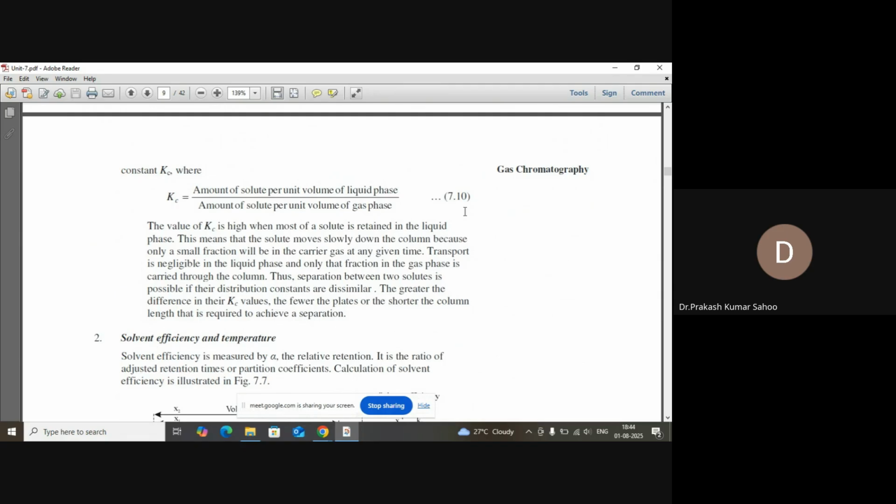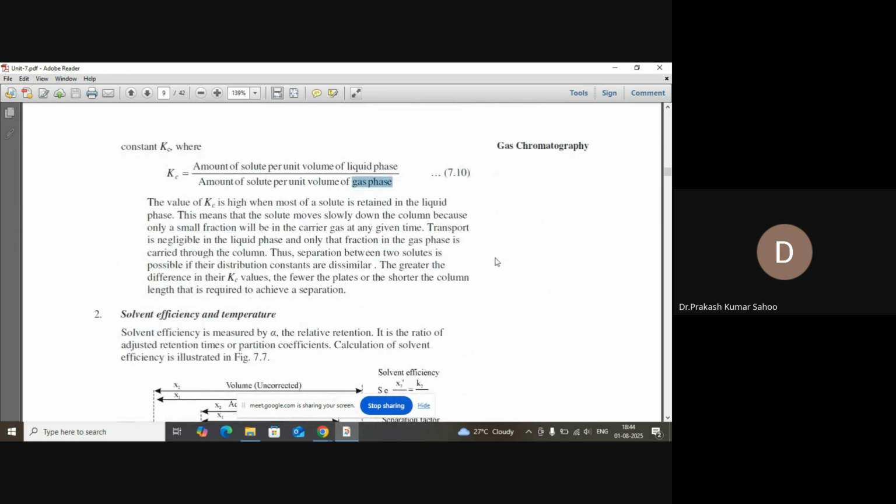the amount of solute per unit volume of liquid phase divided by the amount of solute per unit volume of gas phase. So the stationary phase is the liquid in GLC, and the mobile phase is the gas. As we know, in the numerator we have the stationary phase, and in the denominator we have the gas phase. Accordingly, the calculation is made. This is your distribution coefficient or partition coefficient.